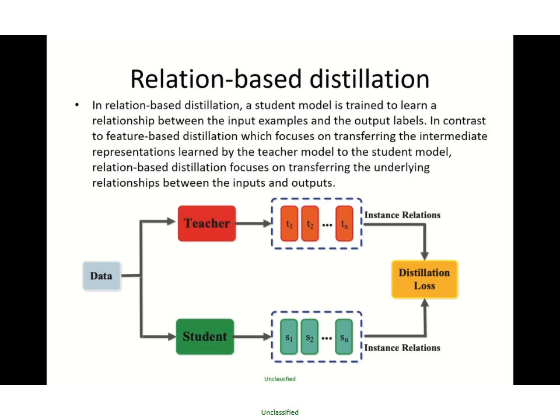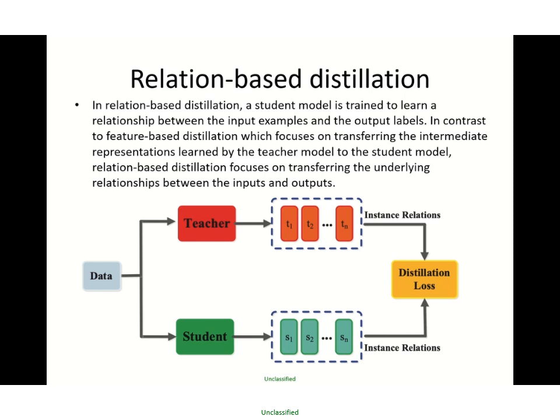The third type is relationship-based distillation. In this technique, the student model is trained to learn a relationship between the input examples and output labels. In contrast to feature-based distillation, which focuses on transferring the intermediate representations learned by the teacher model directly into the student model, relation-based distillation focuses on transferring the underlying relationships between inputs and outputs.